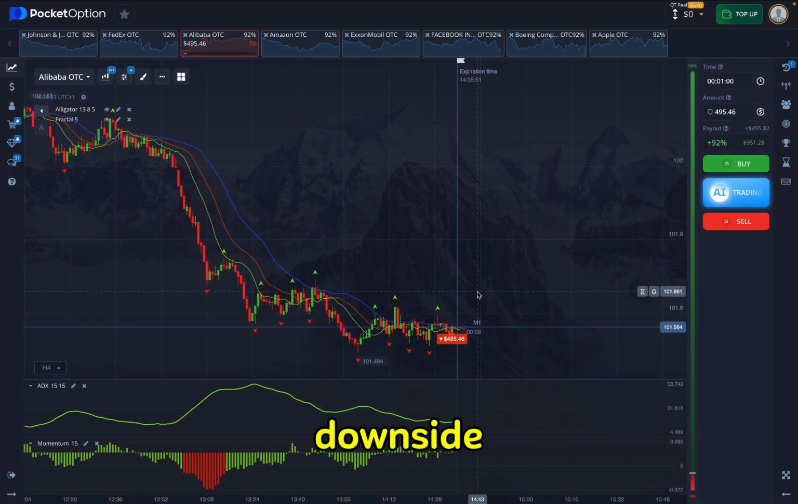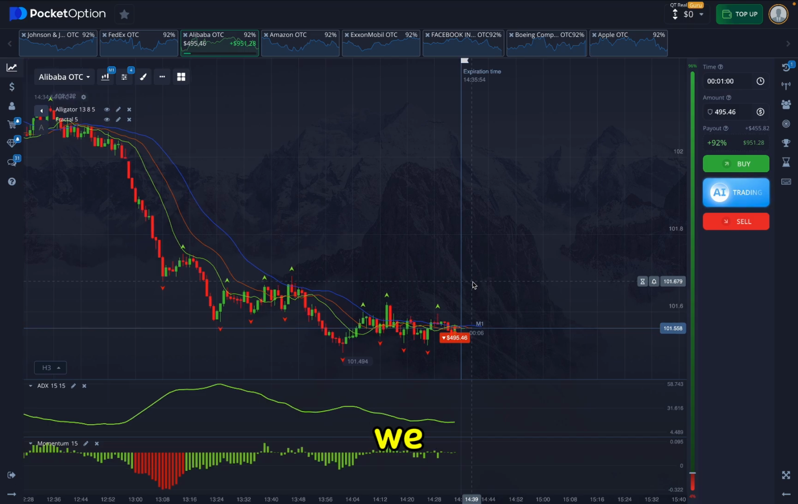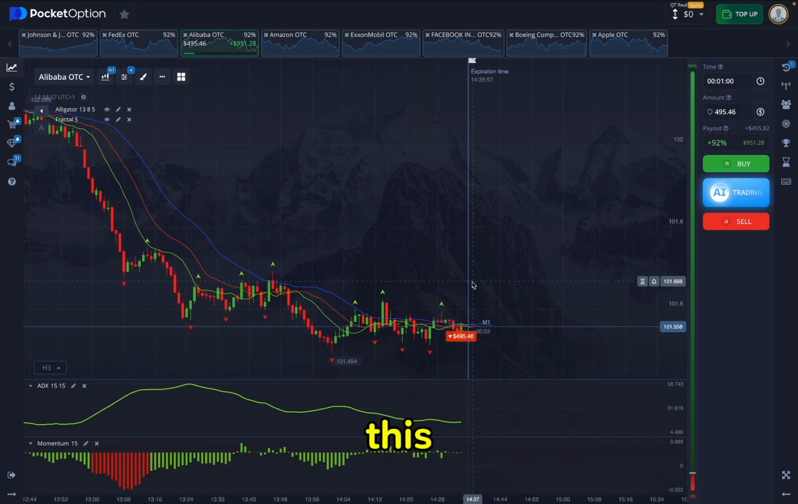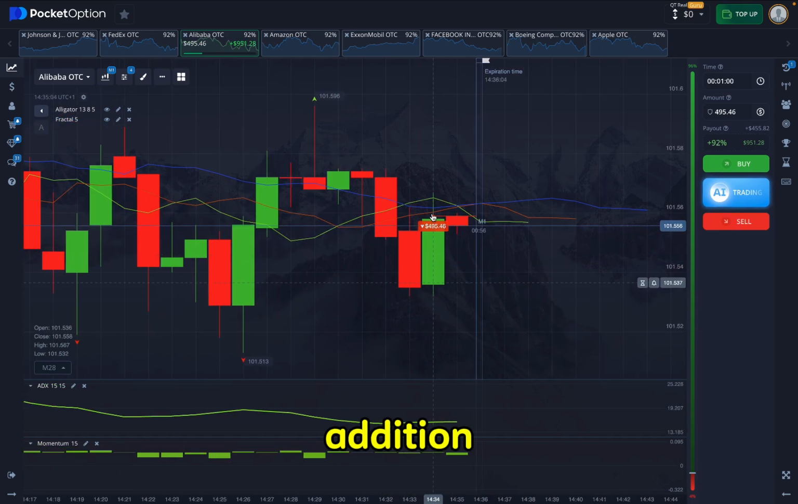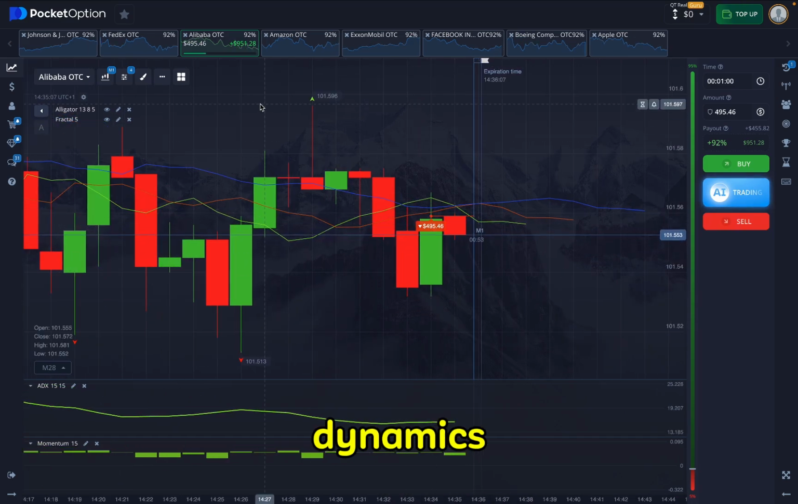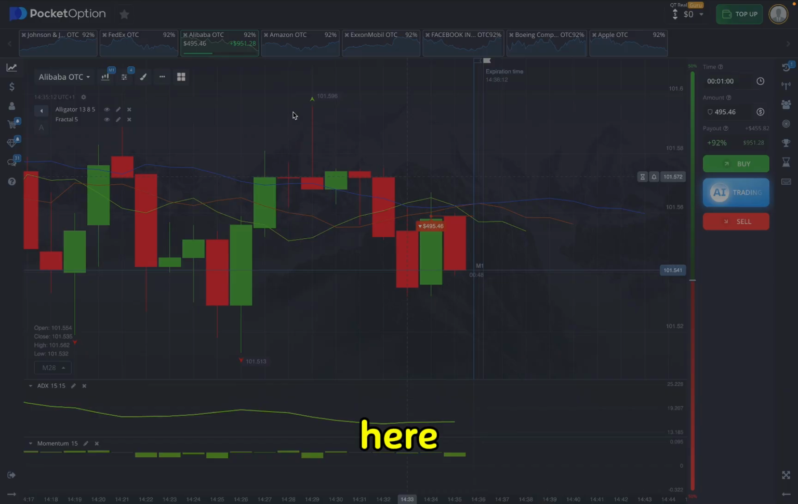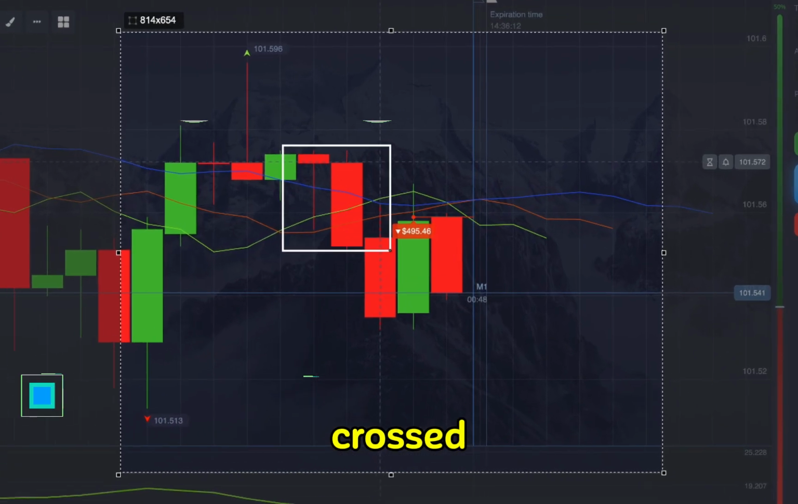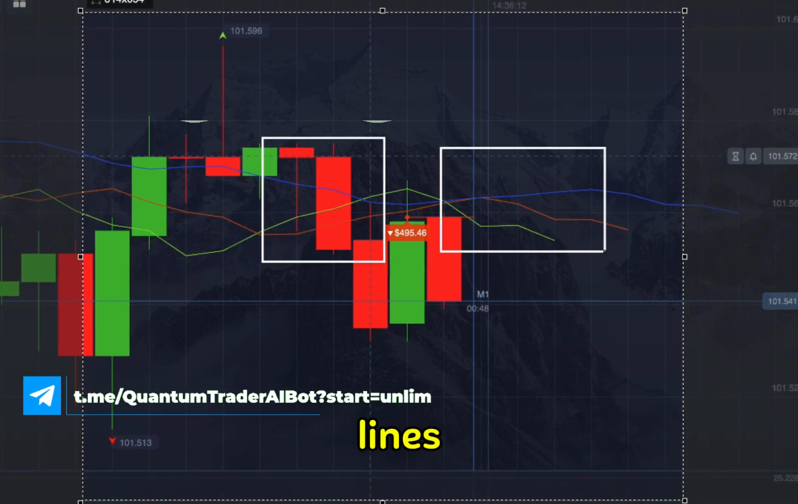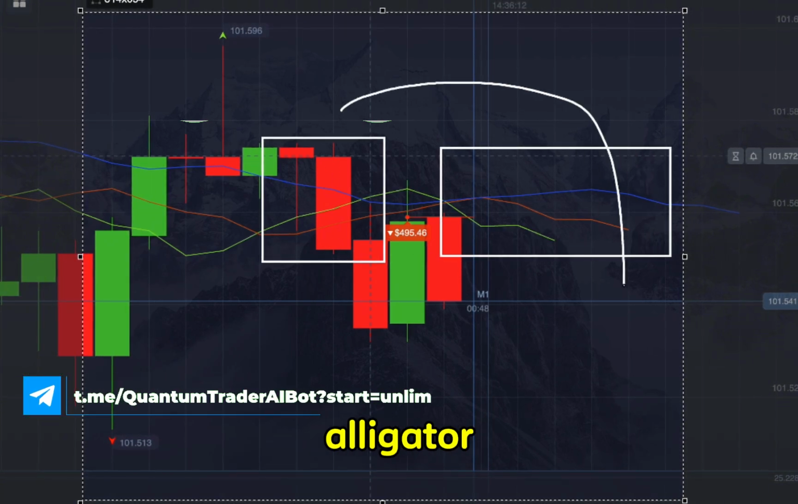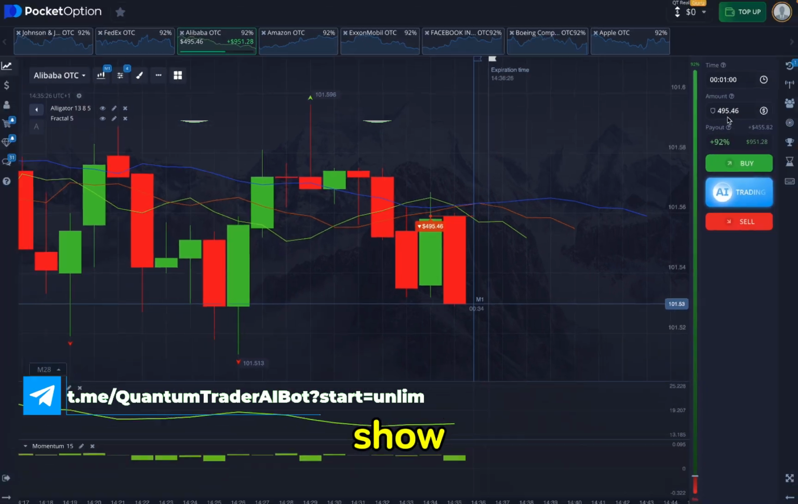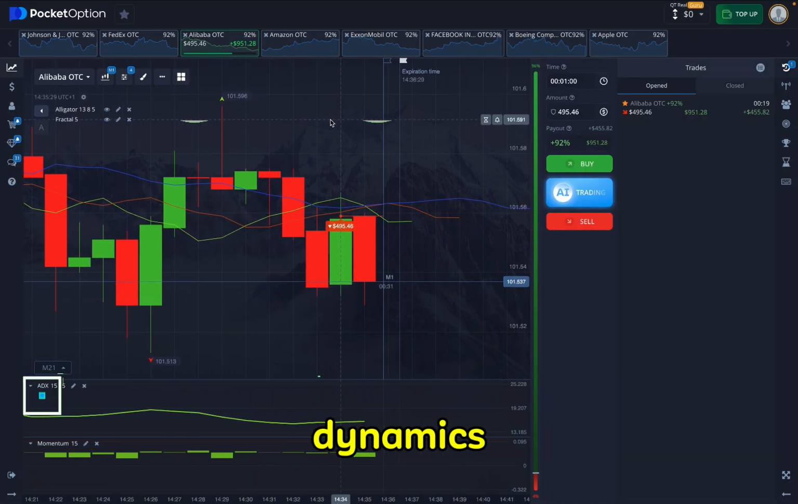Let's open a downside position on the trend here. We have weak volatility, so in this variant of movement, it is better to open a position on the trend. And in addition, we had a pullback in the dynamics. Earlier, the structural local maximum was updated. And here, after its update, the price crossed all three Alligator lines in this area of movement, and the Alligator lines themselves are starting to show us a reversal in dynamics. Let's see the result.